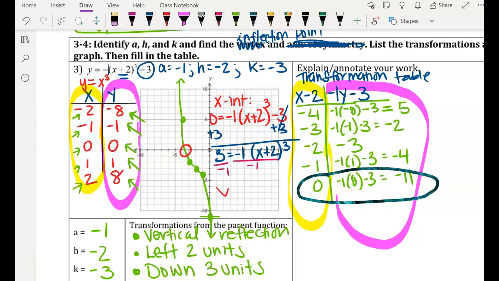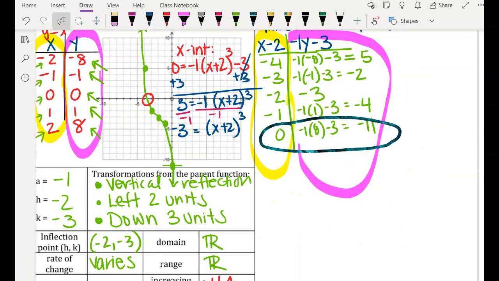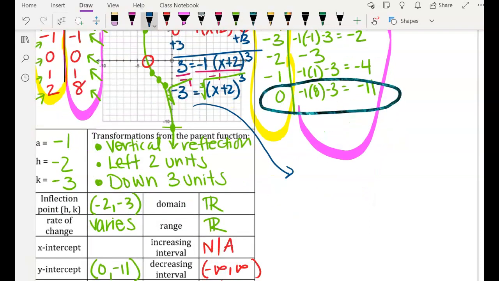Let me erase my line there. So now we are going to have -3 equals x plus 2 to the third power. Then, remember, to undo a power of 3, we are going to cube root both sides, okay? So it's going to look like this. I'm going to move it over here since I'm out of space. I write way too big. So this is what it looks like. Cube root of -3 equals x plus 2.